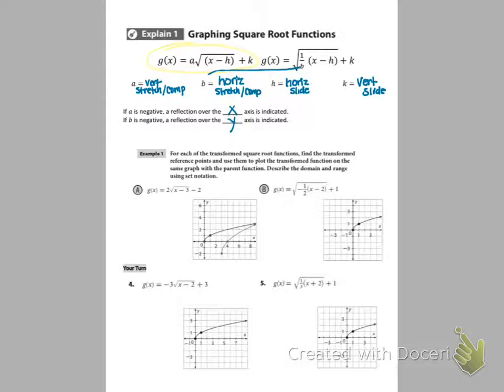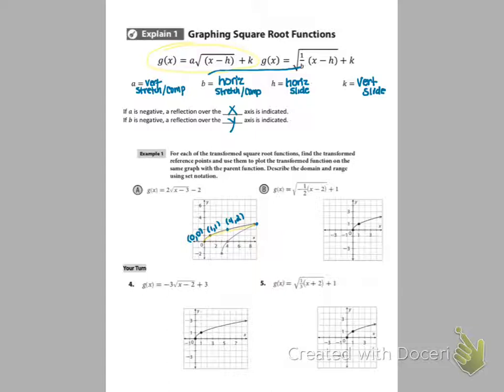Well, example A has been done for us, and you remember this first graph, this parent function here, has some really specific points that will help us as we do transformations. The first point was at 0, 0, the square root of 0 is 0. The next one was at 1, 1, because the square root of 1 is 1. And then the next one being at 4, 2. We could use that as a reference point. And then, of course, 9, 3 would be on there as well, which is here at the end. So we could use those points as reference points as we transform.